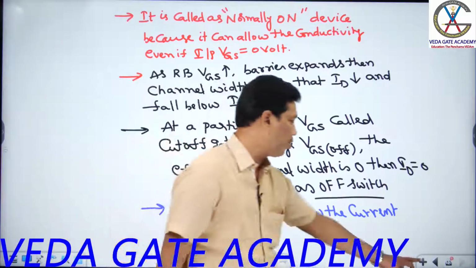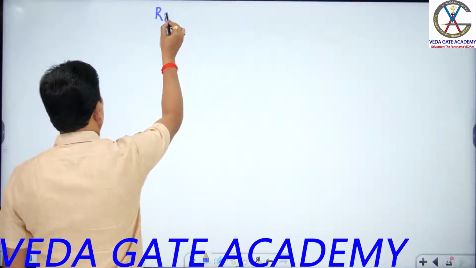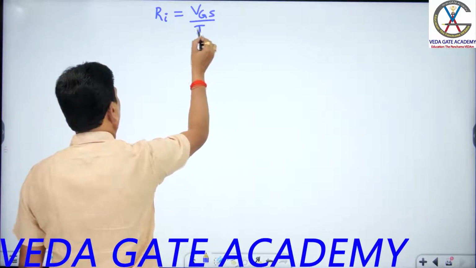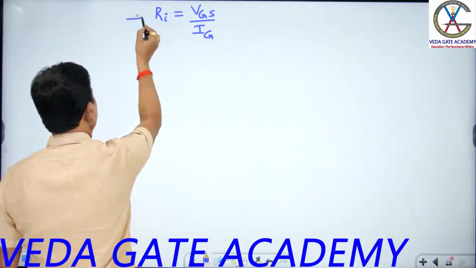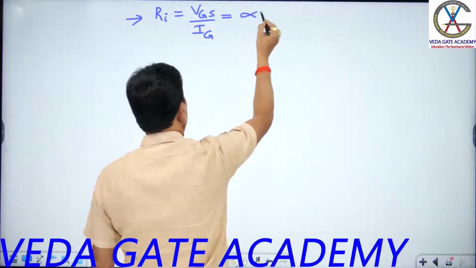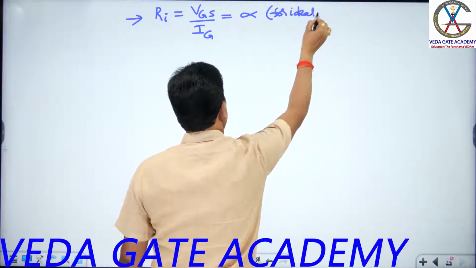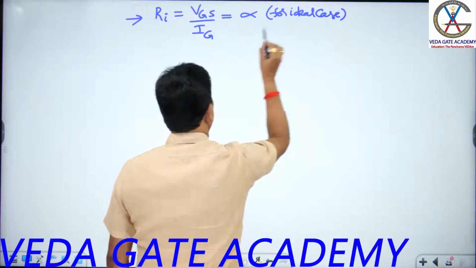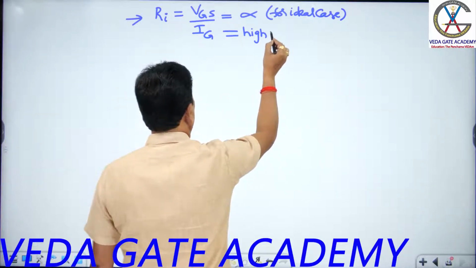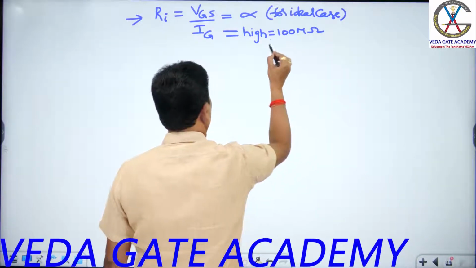So by that, the input resistance Ri equals input gate voltage divided by input gate current. So Ri = VGS/IG, students. Ideal case, infinite, students. IG = 0 means infinity. This is for the ideal case. So it should be considered as a high value, students, about 100 mega ohms. Practical case.